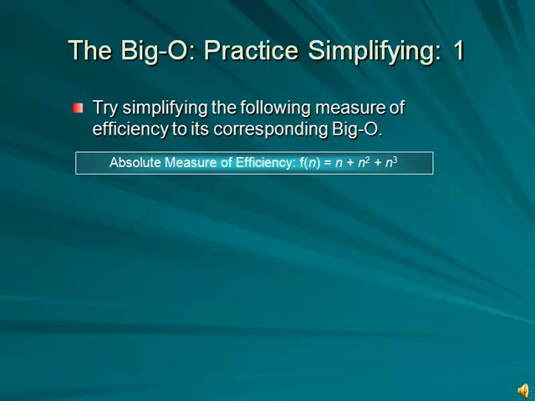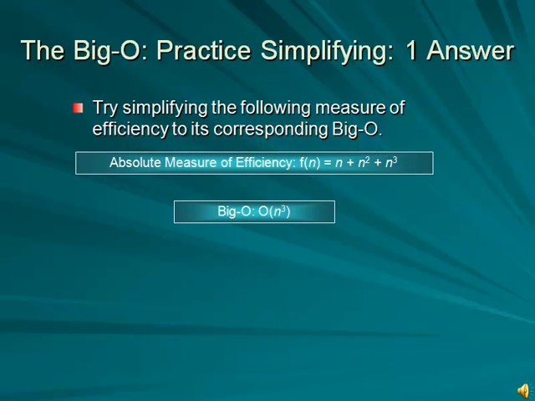Using the rules described earlier, try simplifying an expression. Take a look at this one: n plus n squared plus n cubed. What would be the corresponding big O for this? There were no coefficients, so we didn't have to change that. But there were 3 terms, and we needed to discard the 2 terms which were least significant, leaving us with n cubed.